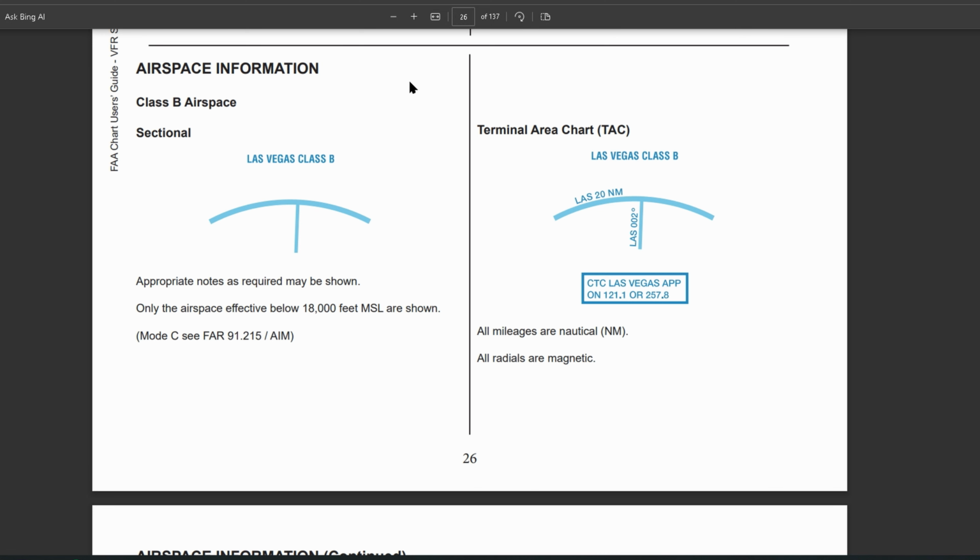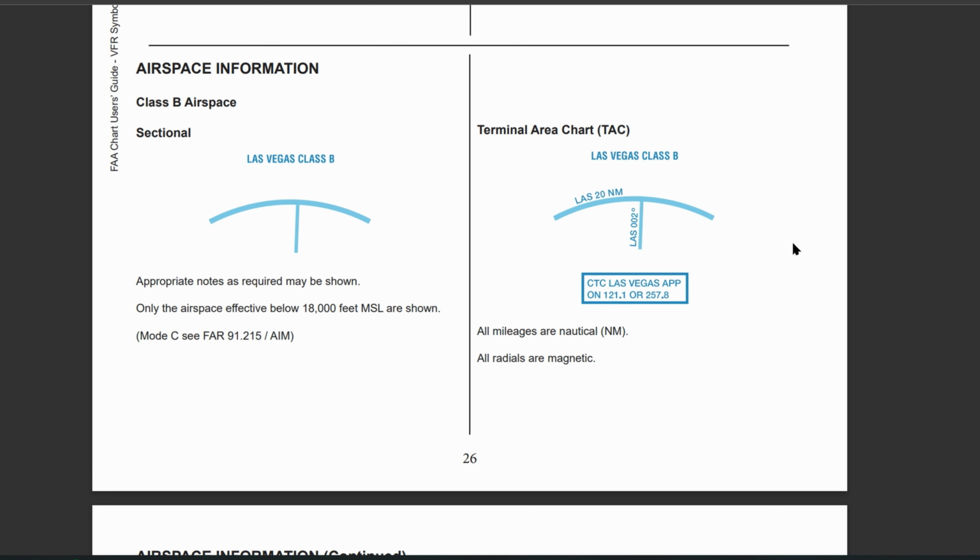Let's look at some airspace information. This is another part of review, some new material, but it's good to always look over this. So for Class B airspace, we're looking at sectional and TAC, terminal chart area, the diagrams for these. You can see that they're very similar. For the sectional, which I'm going to focus on mostly, it's Class B airspace for this example.